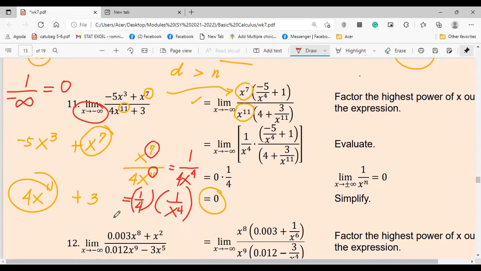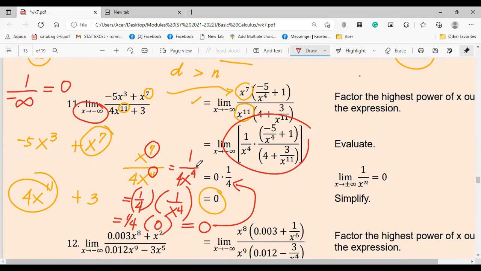So what will happen now? 1/4 times 0 will become 0. Yan na yun. Yun yung breakdown nito, class. Hindi na natin kailangan pang pahabain ang usapan sa ganyan. And hopefully, pagdating ng assessments, hindi kayo matakot sa ganyang problems.